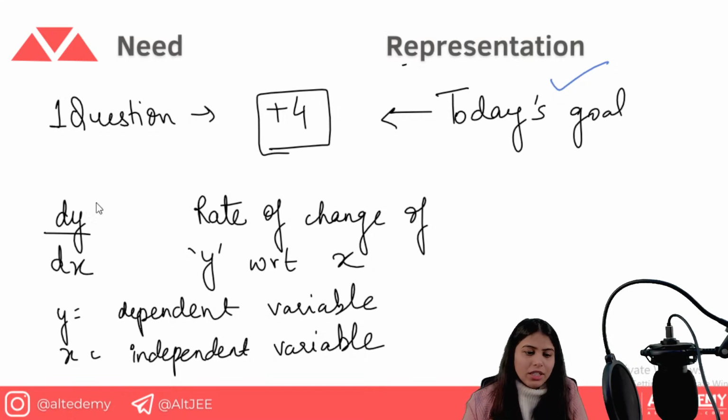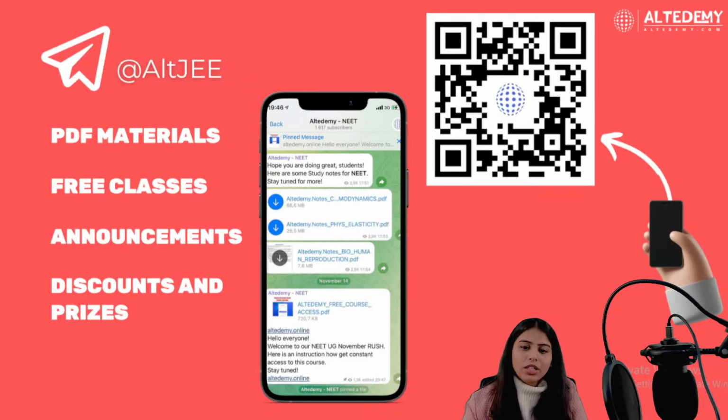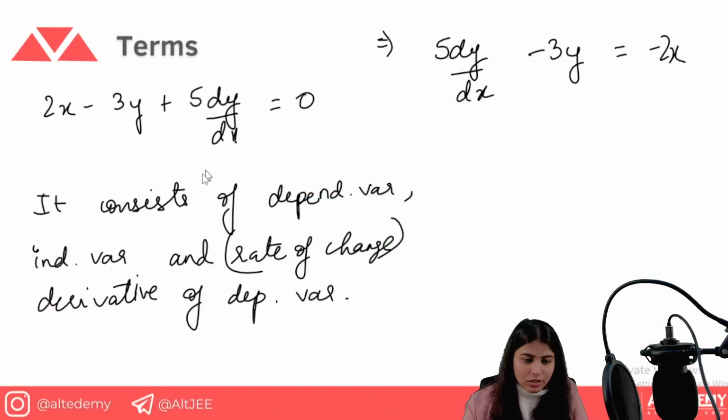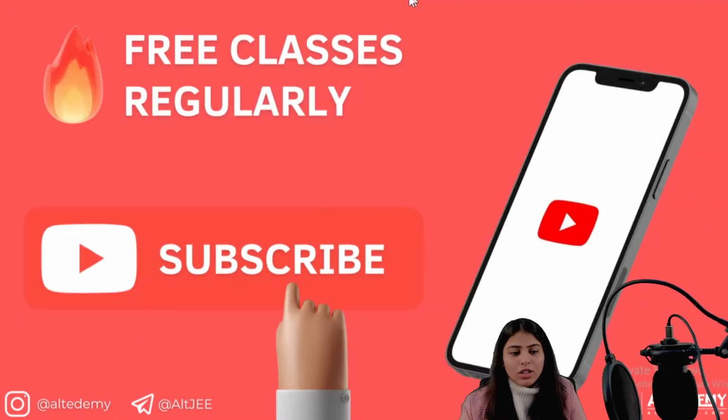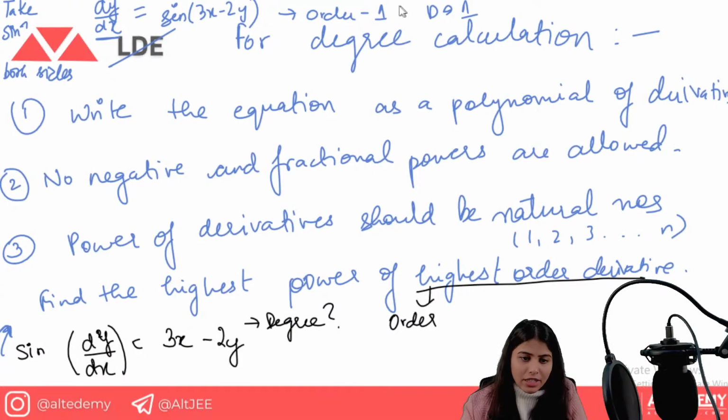So in dy by dx, y is the dependent variable, x is the independent variable. Okay, we have linear differential equations whenever dependent, independent, and dy by dx or dx by dy is formed. Order and degree: what is the order and degree? The highest order derivative gives the order, and the power of that is known as the degree. Okay, now order and degree done. To calculate the degree, you need to write the equation in the form of a polynomial. No negative and fractional powers are allowed. The power of the derivative should be a natural number. It cannot be a negative number.